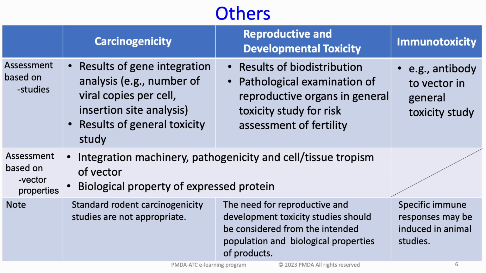Other points to consider. This slide explains carcinogenicity, reproductive and developmental toxicity, and immunotoxicity. First, carcinogenicity. It should be evaluated in consideration of the results of gene integration analysis, results of a general toxicity study, and the biological properties of the expressed protein.